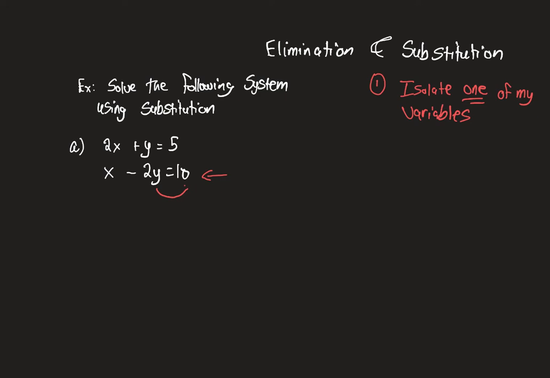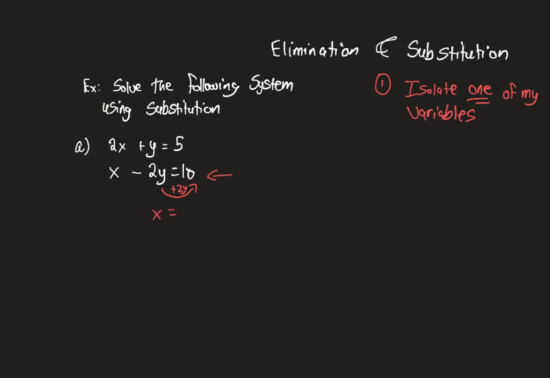And I can do that by moving the negative 2y to the other side by adding it to both sides. That's going to leave me with positive 2y and 10. Now my x is by itself. That leads me to my second step. We're going to substitute that variable in the other equation. It's important you substitute it into the other equation.